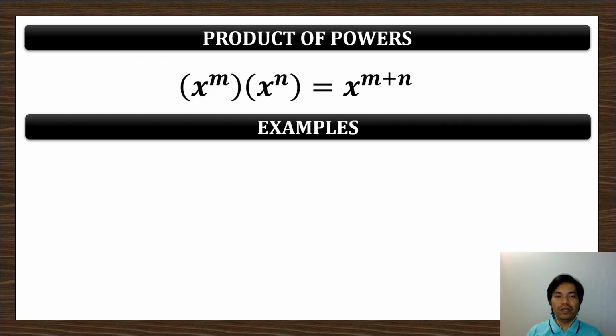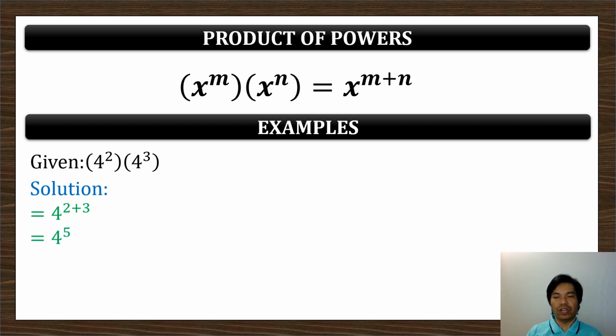For example, kung meron tayong 4 squared times 4 cubed, since the same yung ating base dito, which is yung 4, kokopihin lang natin siya, and then i-add natin yung ating exponents na 2 and 3. So this will give us 4 raised to 5, which is equal to 1024.